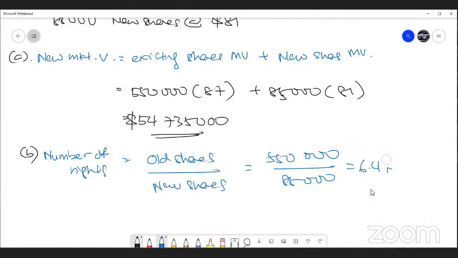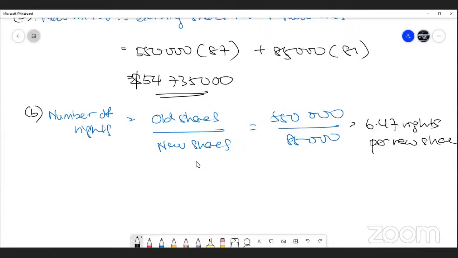6.47 rights per new share. So each new share is represented by 6.47 old shares. So this is another formula: old shares over new shares equals number of rights. A bit confusing here. Students don't know what rights are. So rights is actually shares. Rights is actually equal to shares. It's the same thing, just a different way to call it.